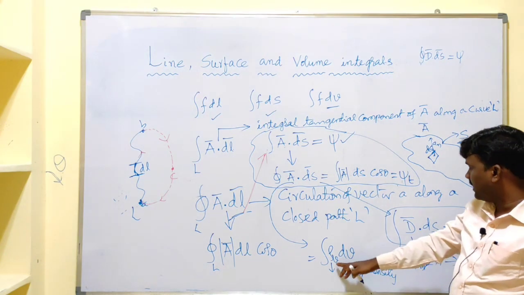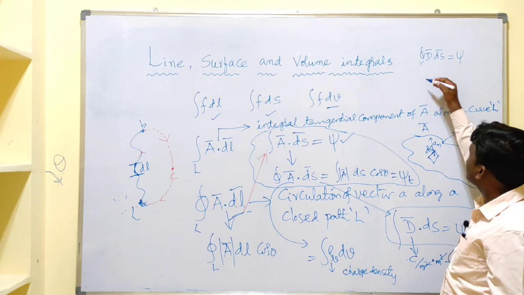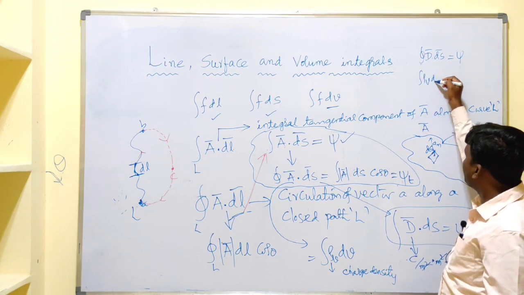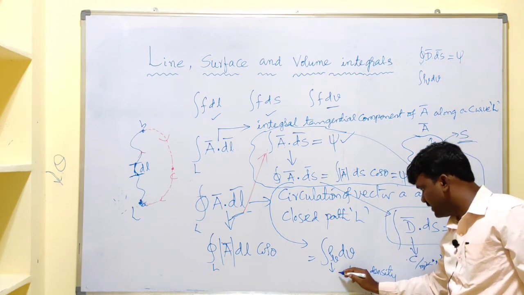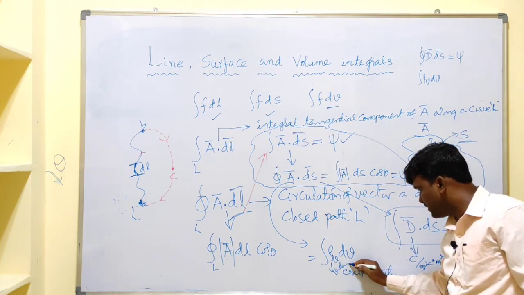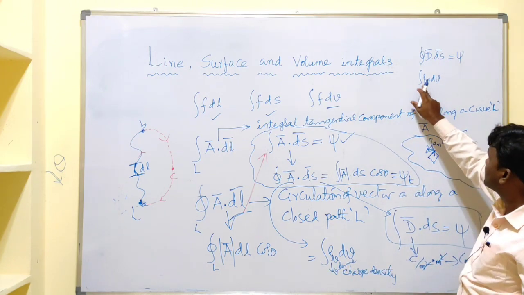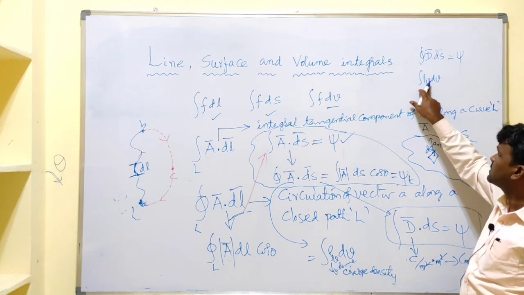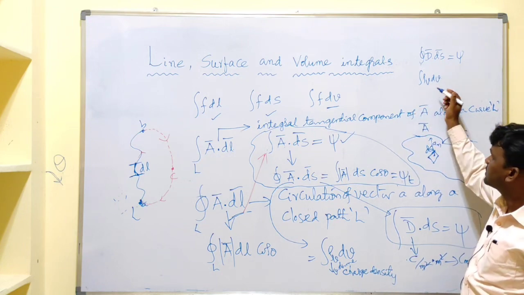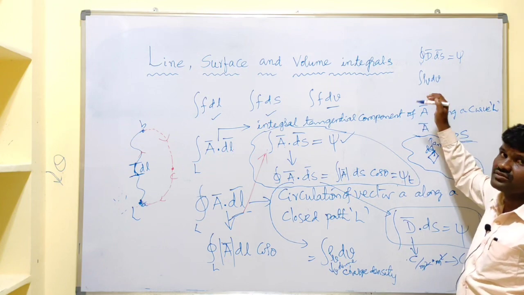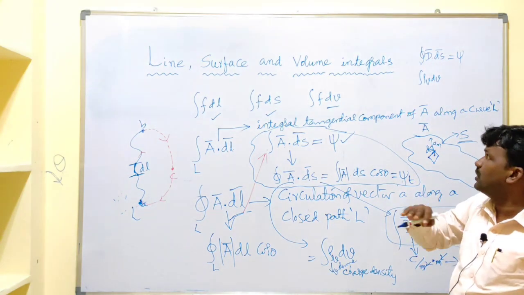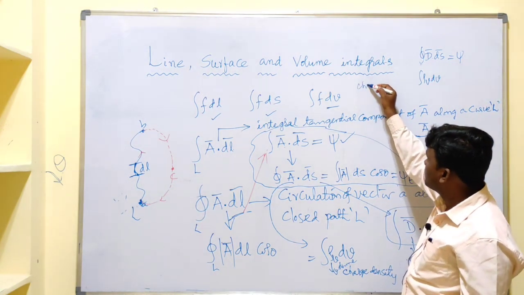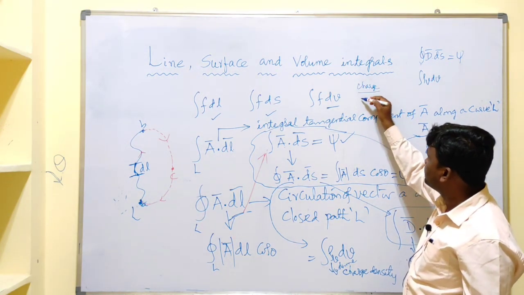And another one is integral rho v dv. What I said, it is volume charge density, because here I have volume charge density. Rho means charge density, and v stands for volume charge density. Volume charge density means charge per unit volume.